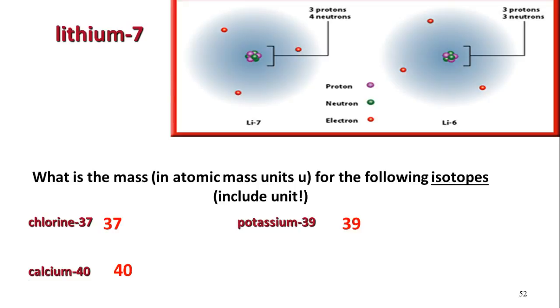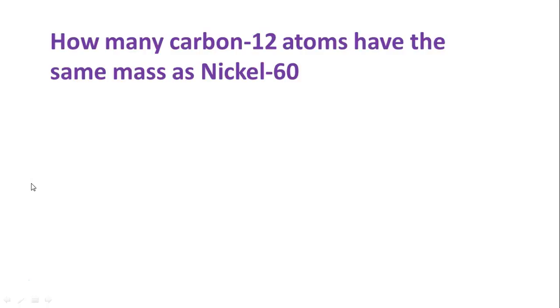So this is actually our very last question, and the question is, how many carbon-12 atoms have the same mass as nickel-60? So think about that. Remember, carbon-12 means that particular carbon atom has 12 particles in the nucleus. It has actually 6 protons and 6 neutrons. So how many of those would be the same mass as nickel-60? And the answer is going to be 5. So 5 of them, 5 times 12 will give you 60.